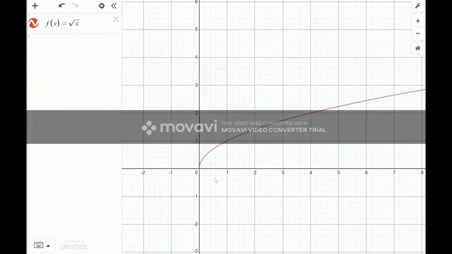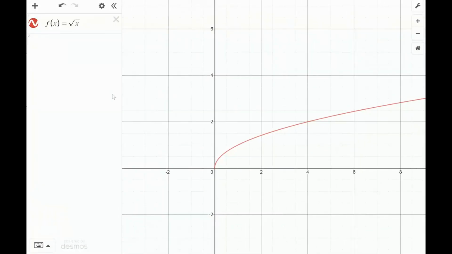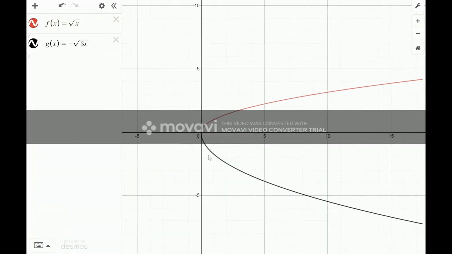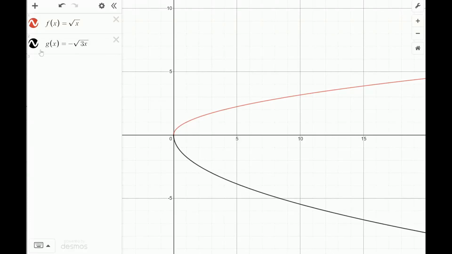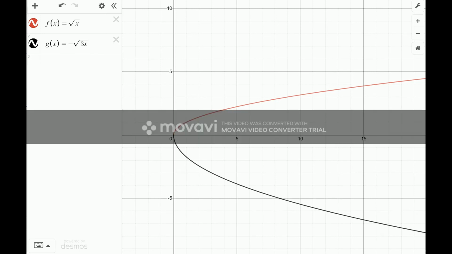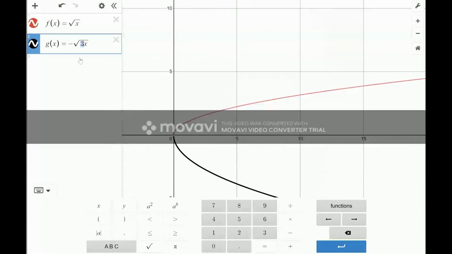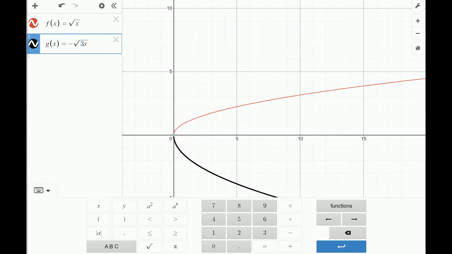So if we go back to our parent function, let's talk about identifying different kinds of transformations. Let's say that we're given the graph g of x is equal to negative radical 3x, and you're told to identify the transformations happening to it. We know that we have to apply transformations inside the radical first. So we're going to start off inside here, and we're going to say this number is inside the radical, which means that it has to be horizontal stretch or shrink. Because that number is greater than 1, it's a horizontal shrink by a factor of 3.